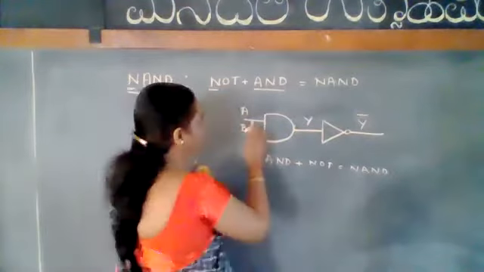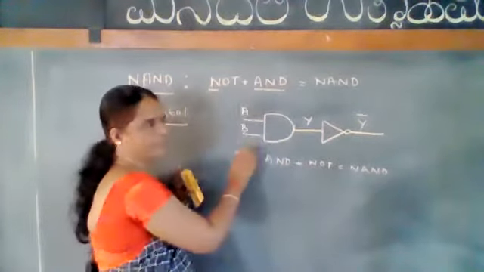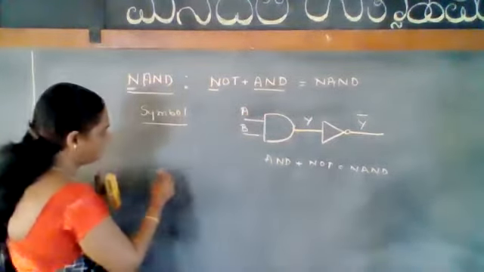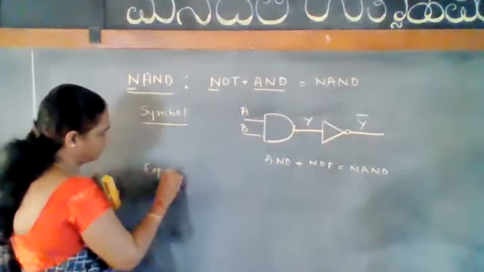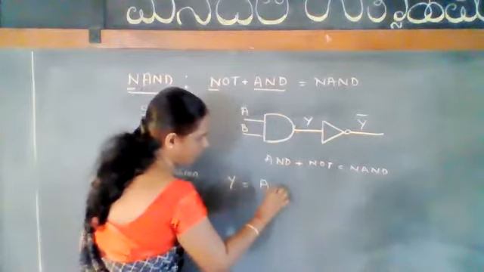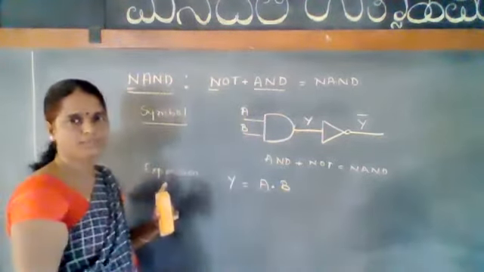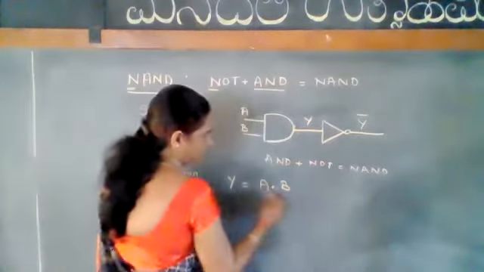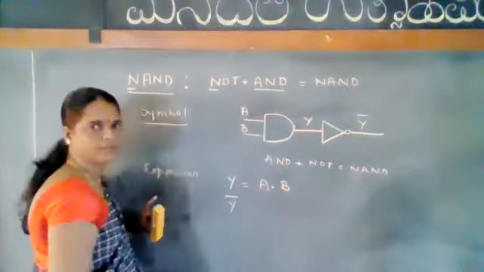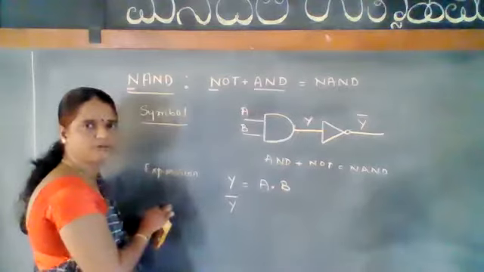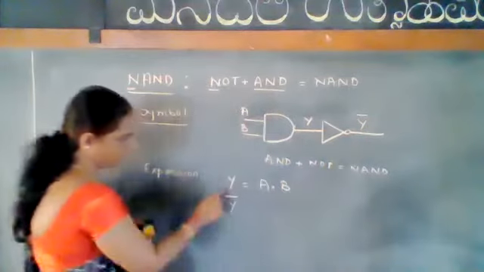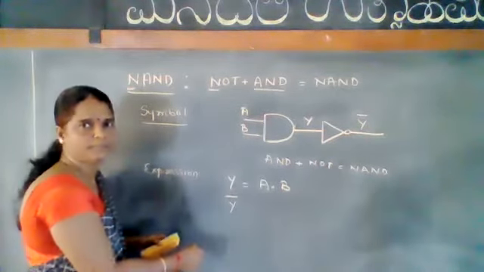Now let us see what expression we have written for the AND gate. We have written the equation for AND gate, Y is equal to A dot B. Right? Y is equal to A dot B. Now, this Y is complemented, right? It has become complemented. To write the expression for NAND gate, this is the final output. So Y is complemented, then only it becomes NAND.